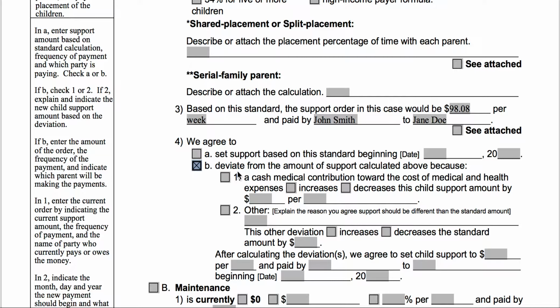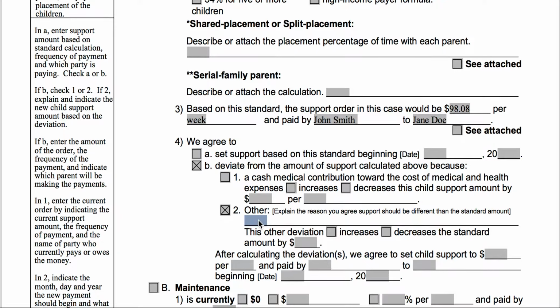See, we have this word deviate again. So this is where we're saying we want to do something different than this number up in number 3. If the reason you want to do something different is because one of you is paying for health insurance, so again, maybe John is paying for health insurance, and so Jane wants to give him a discount, you would deal with that in number 1. I'm not going to go through filling out that section because we find most people fall into number 2. And that's any other reason, any reason other than medical and health expenses is going to go in number 2.